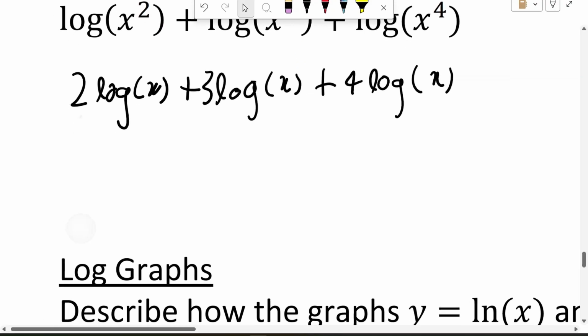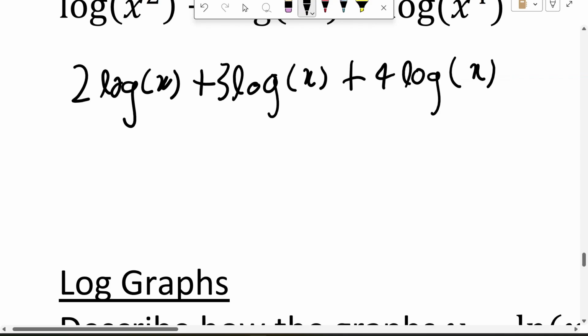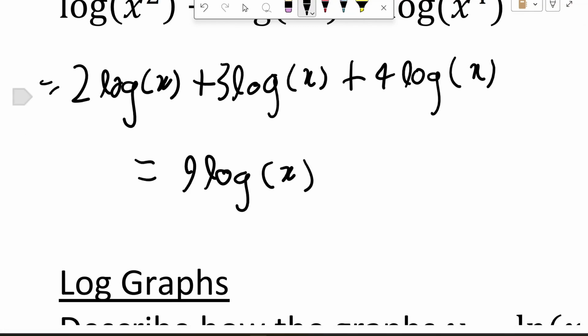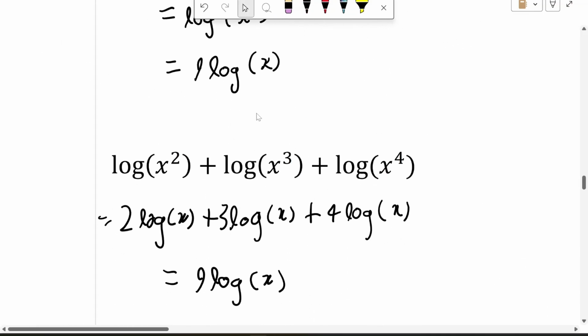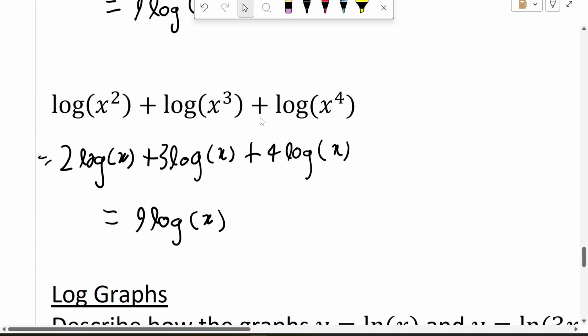Now, if I've got 2 of a thing, plus 3 of a thing, plus 4 of a thing, well, that's going to give me 9 of that thing, 9 log of x. So you can see that even if we take an entirely different approach here, you actually do get the same answer. It's 9 log of x in both cases here, which is good news for our log law consistency.